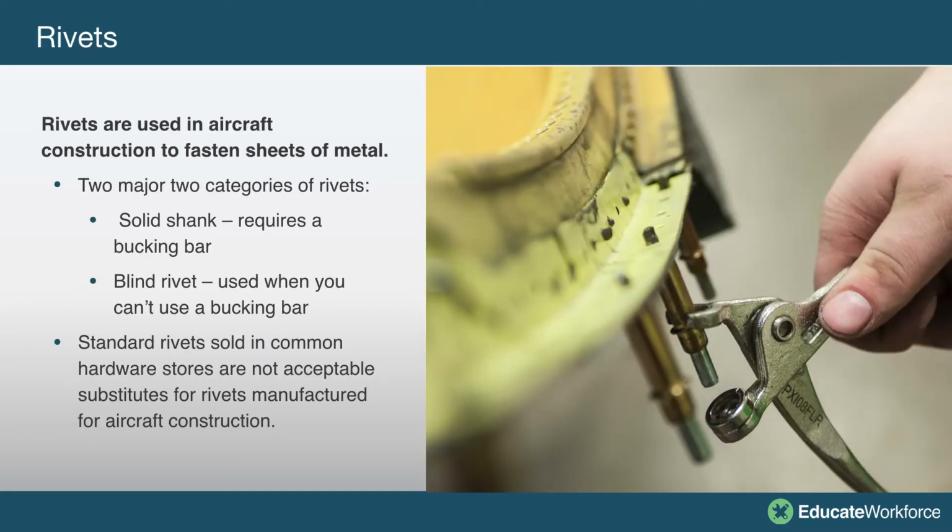Rivets are used in aircraft construction to fasten sheets of metal together. Two major categories of rivets are the solid shank rivet, which requires access to both sides of the rivet, one for the bucking bar to make a shop head and the other one for the rivet gun, and the blind rivet, which you only need access to one side of and which does not require a bucking bar. Standard rivets sold in common hardware stores are not suitable substitutes for rivets manufactured for use in aircraft construction.